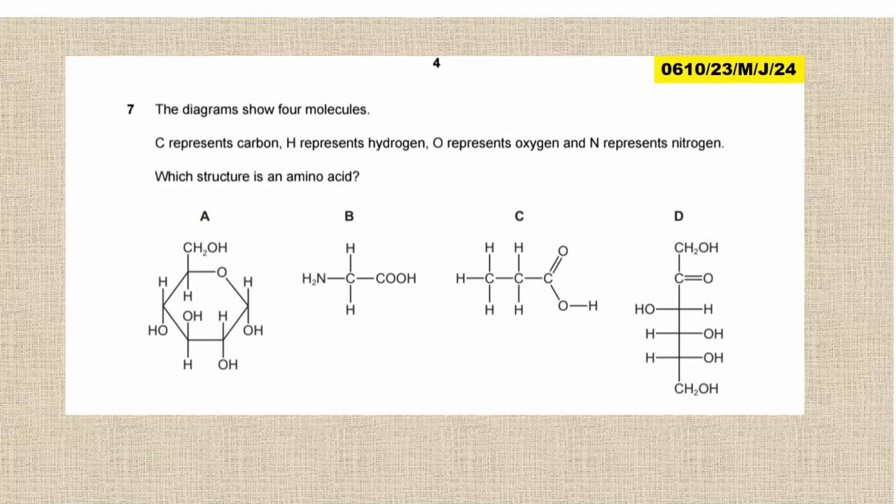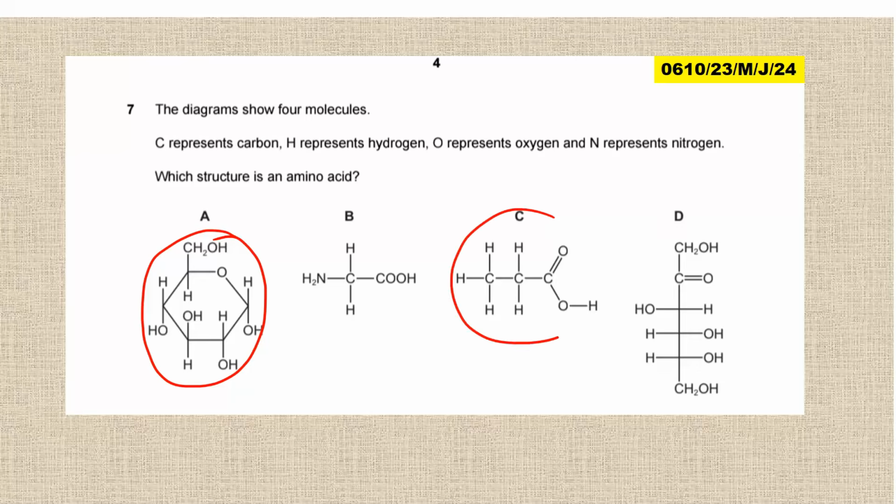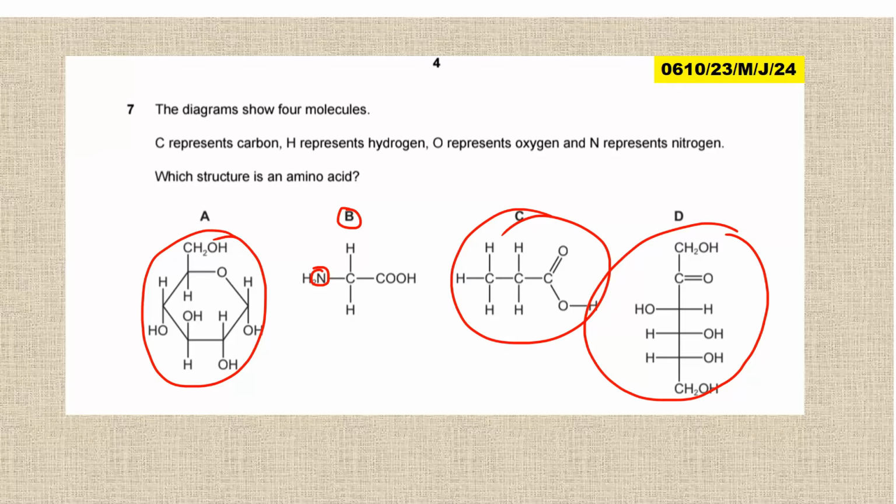All right, the diagram shows 4 molecules. C represents carbon, H represents hydrogen, O represents oxygen, and N represents nitrogen. Which structure is an amino acid? So we are going to look through these diagrams and look at the one that has the nitrogen, because amino acid is related to protein. So we are looking for the one that has nitrogen, and it is this one. So B is the amino acid.